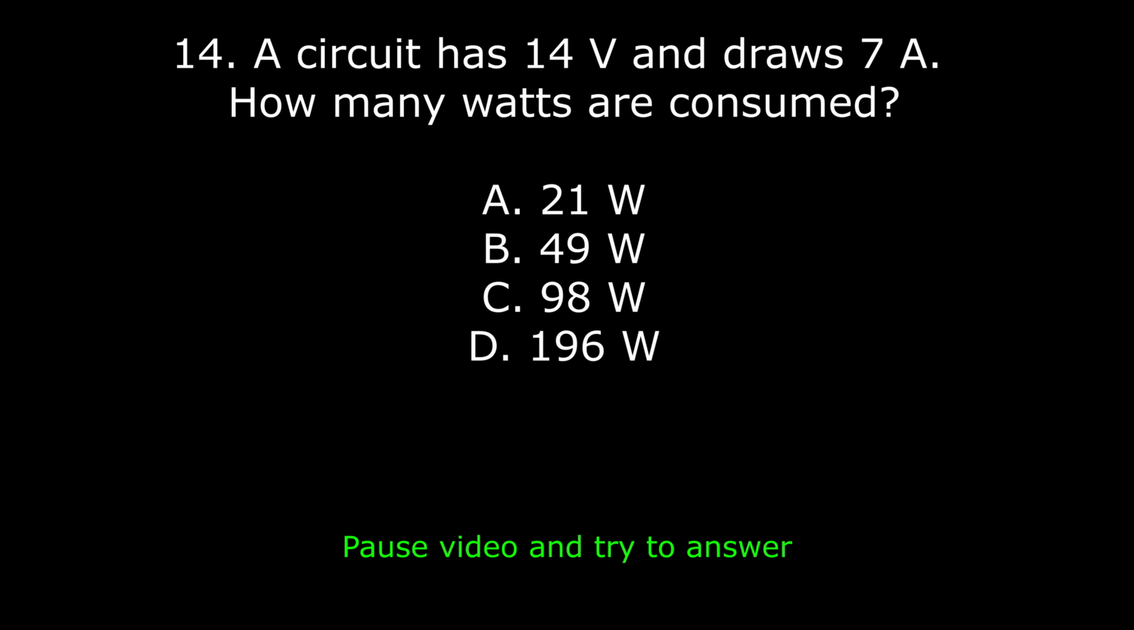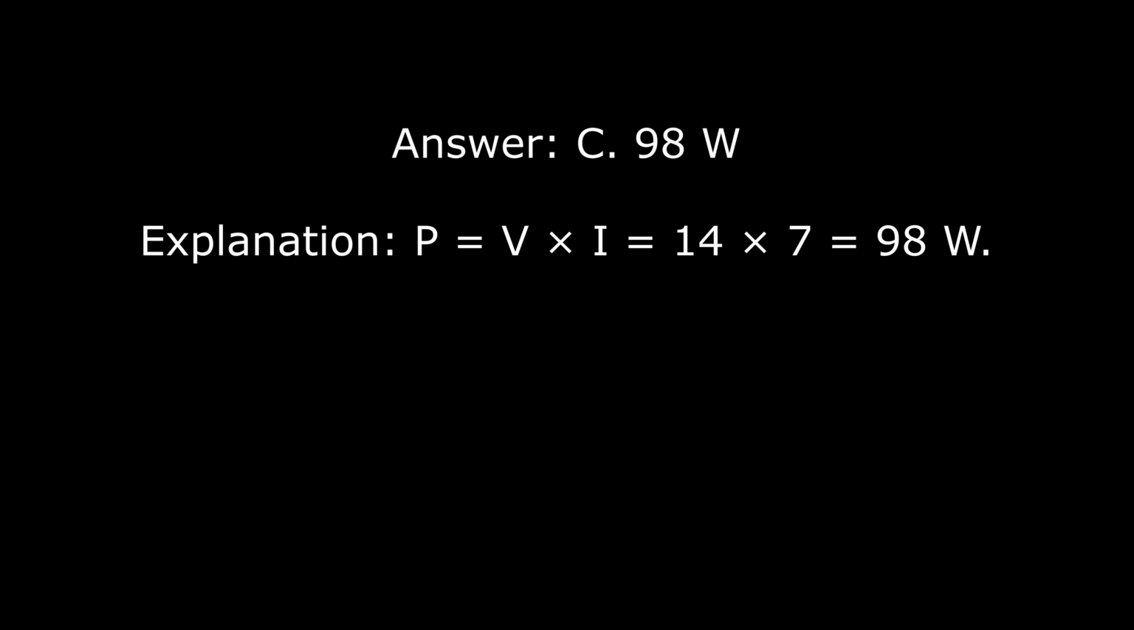14. A circuit has 14 volts and draws 7 amps. How many watts are consumed? A. 21 watts. B. 49 watts. C. 98 watts. D. 196 watts. Answer: C. 98 watts. Explanation: P equals V times I equals 14 times 7 equals 98 watts.